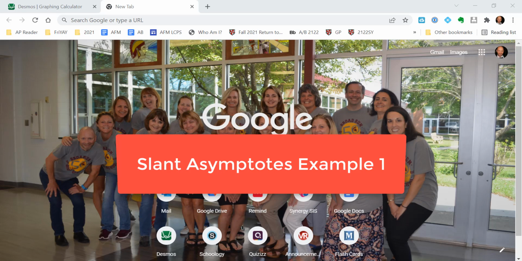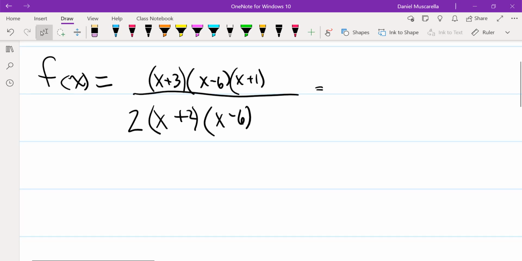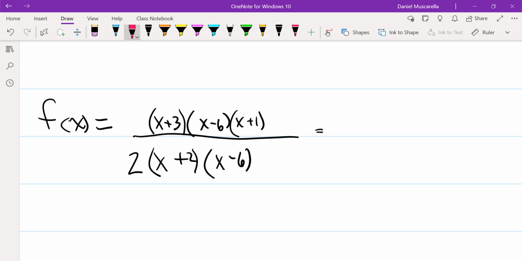And in this video, I'm going to show you how to find the slant asymptote given the factored form of a rational function. So the first thing that we're going to do is go ahead and take a look at the following function. Now you'll notice that this function right here that we've got is in what's called factored form. So what we want to do is notice a couple things about this function.